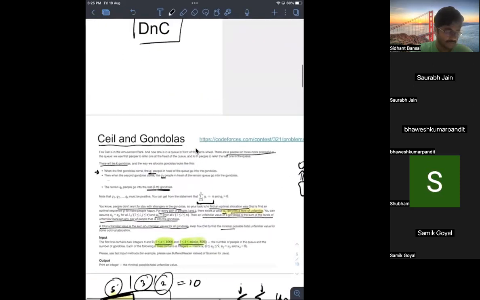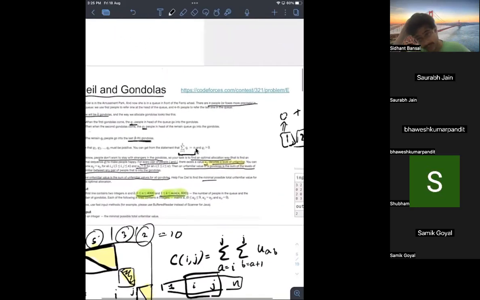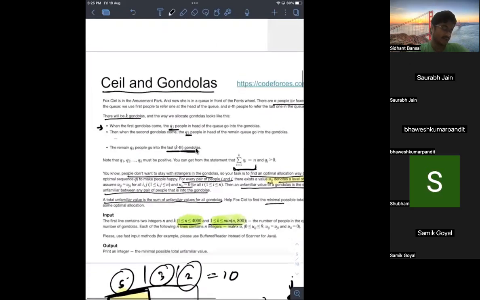So the question that we're doing, we'll first cover Divide and Conquer. I'll first go through the question that we're doing. And once you understand the question, I can explain the cost function and justify why the quadrangle inequality works for this particular question. So the question is as follows.